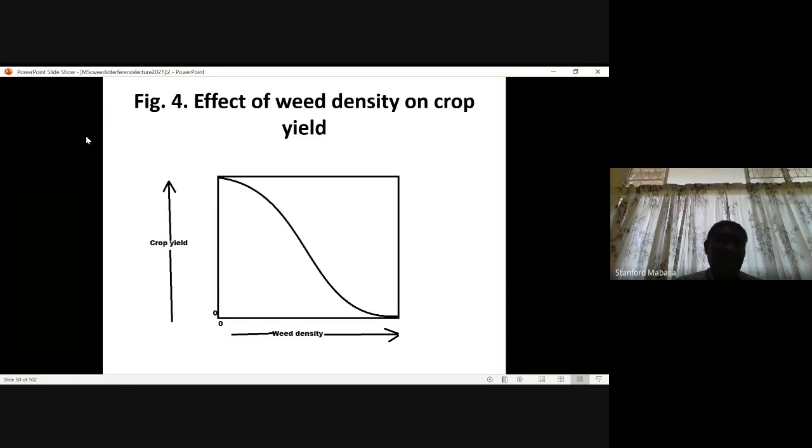If you look at the graph, you can see at the start, the changes are small. Then it goes down, and again, it's curved at the end. This is an example of a sigmoidal curve.